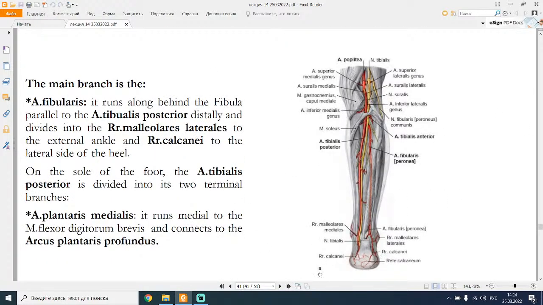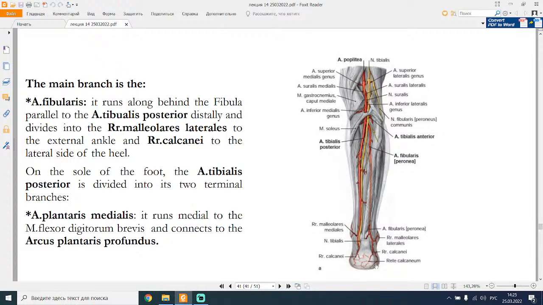The main branch is the arteria fibularis. It runs along behind the fibula, parallel to arteria tibialis posterior, distally, and divides into rami malleolaris lateralis to the external ankle and rami calcanei to the lateral side of the heel.